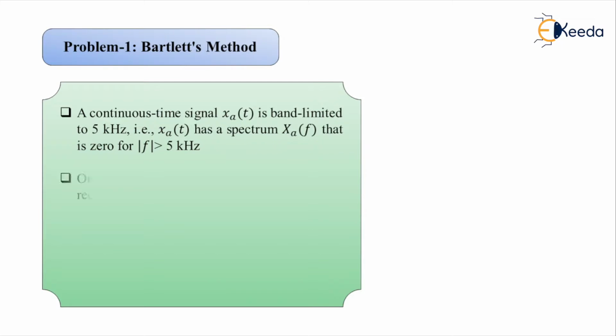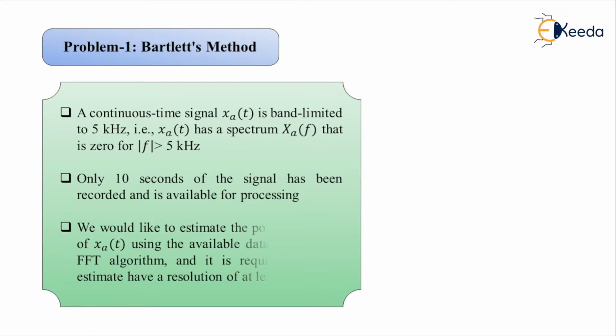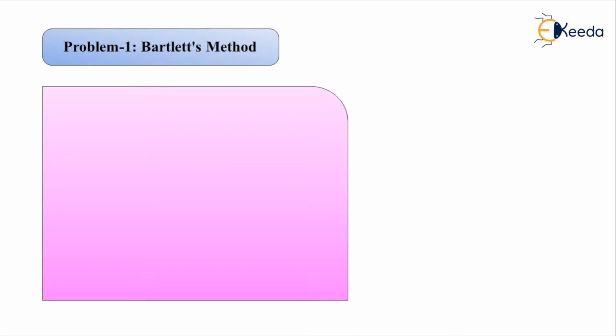Next, only 10 seconds of the signal has been recorded and is available for processing. We would like to estimate the power spectrum of x_a(t) using the available data in a radix-2 fast Fourier transform algorithm, and it is required that the estimate have a resolution of at least 10 Hz. Suppose that we are using Bartlett's method for periodogram averaging.